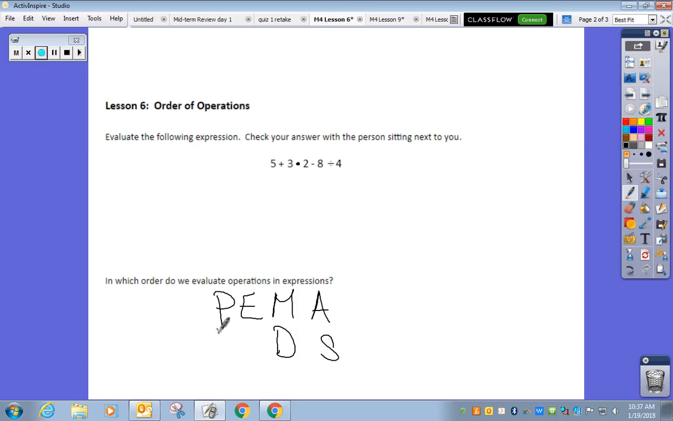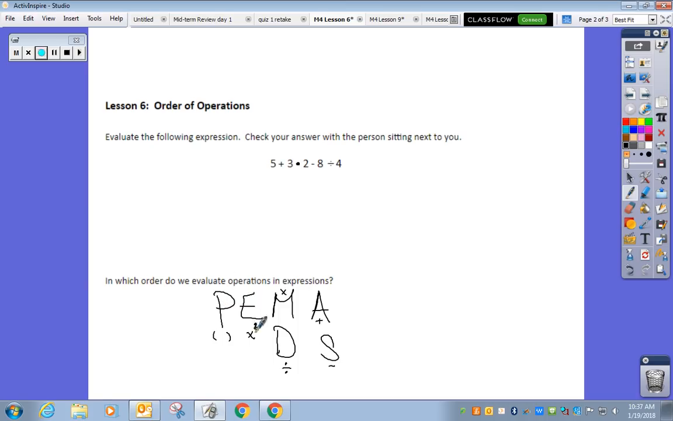So P stands for parentheses. We always start with our parentheses. E stands for exponent, so I'm just going to put a little x with a little 2 to show an exponent. M is multiplication, D is division, A is addition, and S is subtraction. So that's the order in which we do it.